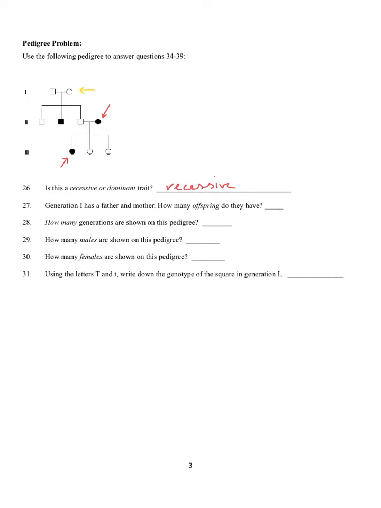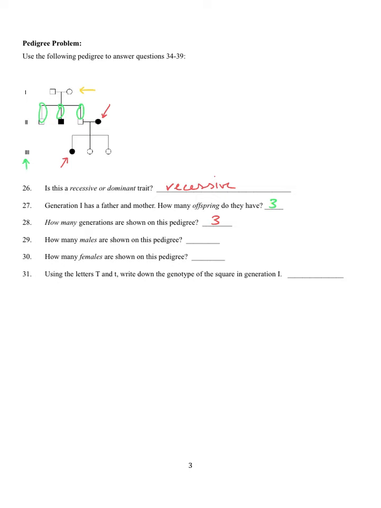Number 27 says that generation 1 has a father and a mother. How many offspring do they have? If you remember, offspring are indicated by these vertical lines. So these parents have 3 offspring. Number 28, how many generations are shown on this pedigree? Here you'll notice that there is 1, 2, 3 generations indicated by the Roman numerals. So there's 3 generations.